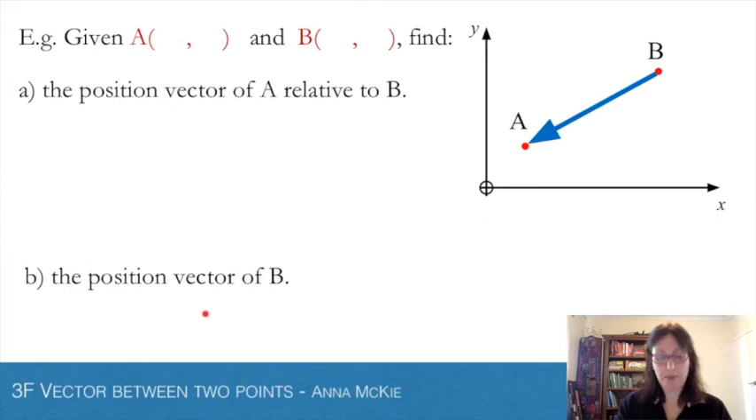And if you get asked about the position vector of B, that's just B on its own in that sense. So it's from the origin up to B. So it's whatever that is, that component, which we often represent as little letter b.